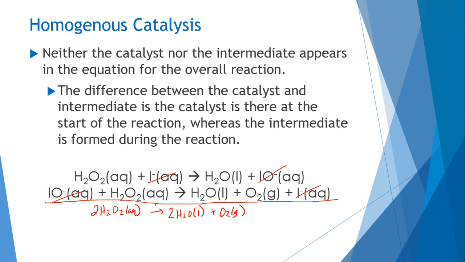Now, how do I tell the difference of which one is a catalyst and which one is an intermediate? A catalyst is typically there at the start of the reaction. So here, it's here at the start, and it's also here at the very end, and it doesn't change. So here, I⁻ would actually be a catalyst. An intermediate, on the other hand, is typically formed during the reaction. Notice here that IO⁻ is formed during the first step and then consumed during the second step. So IO⁻ is actually an intermediate. That's a good way to tell the difference.